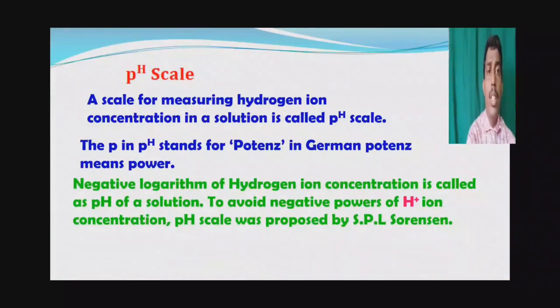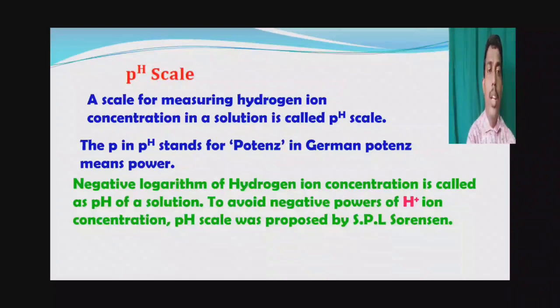Now we will discuss the definition of the pH scale. Negative logarithm of hydrogen ion concentration is called the pH of a solution. We discussed logarithm values in mathematics. Negative logarithm of hydrogen ion concentration is called the pH scale.